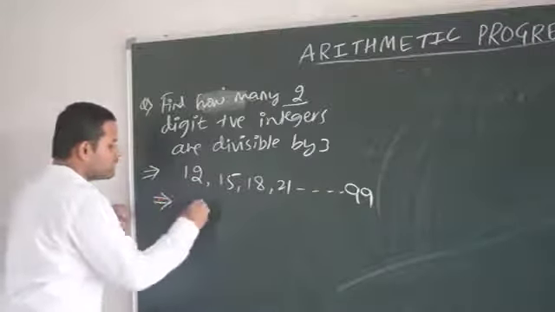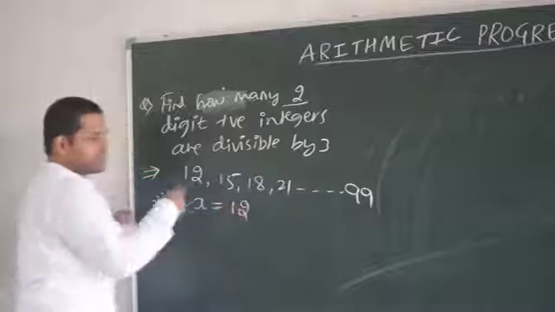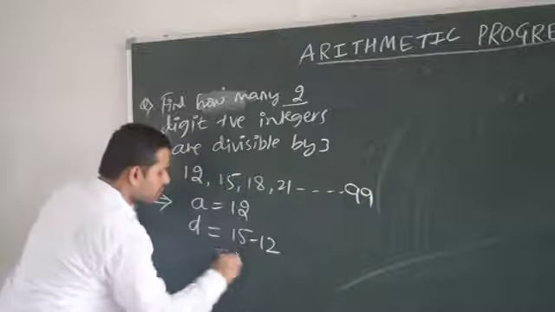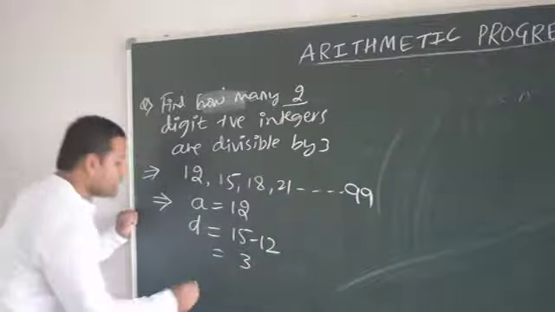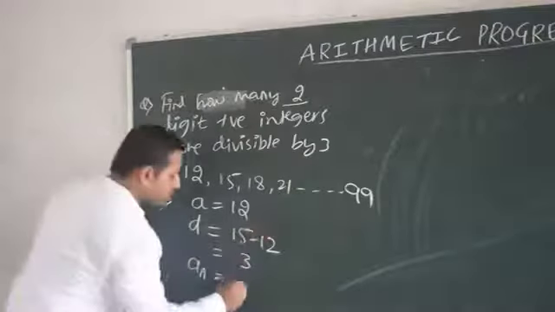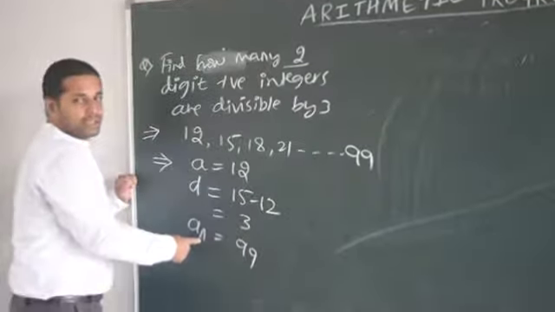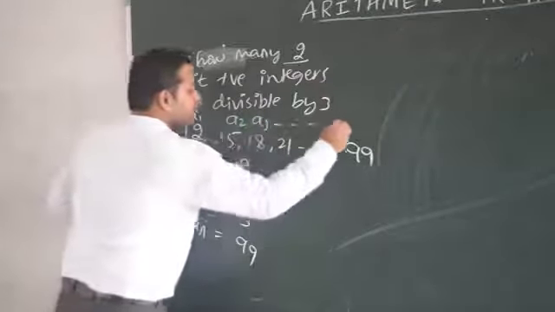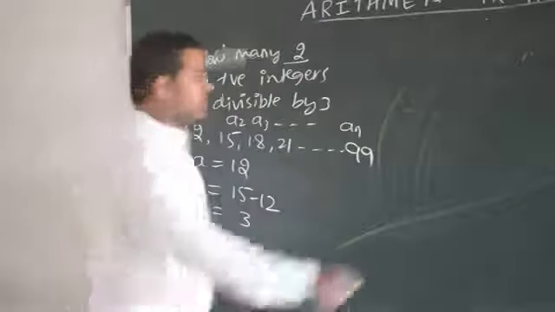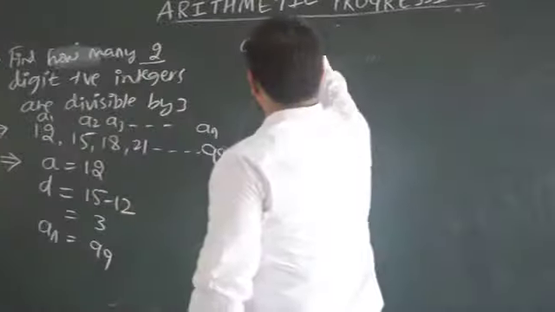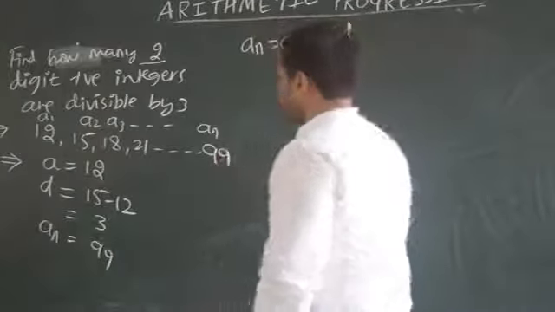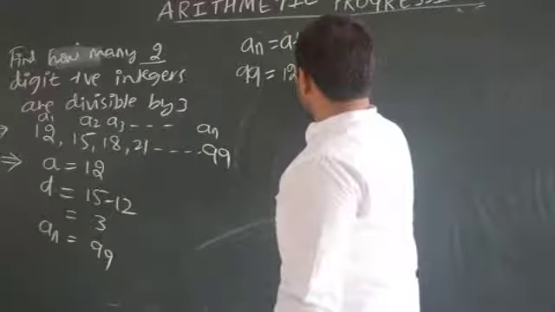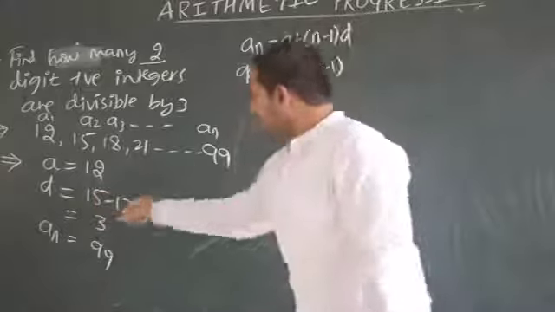From this data what can I write? I can write A is equal to 12. First term is 12 and D, the common difference, is equal to 15 minus 12, so that is equal to 3. Are you getting my point? Next, an is the nth term, that is the last term, 99. Now you have to calculate n. N means what? For example, this is the first term, this is the second term, this is the third one. In the same way I have the nth term. So an is equal to what you are supposed to write now? A plus n minus 1 into d. I have an as 99. 99 is equal to A, which is 12, plus n minus 1 into d, and d will be 3.